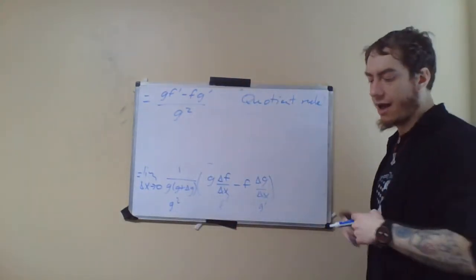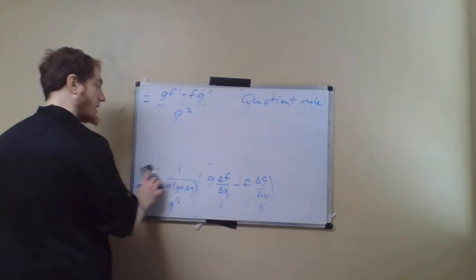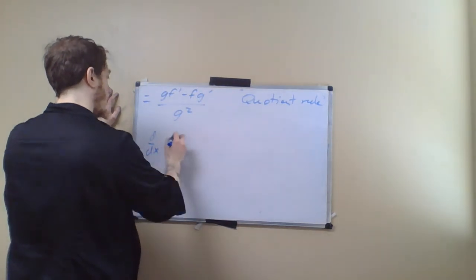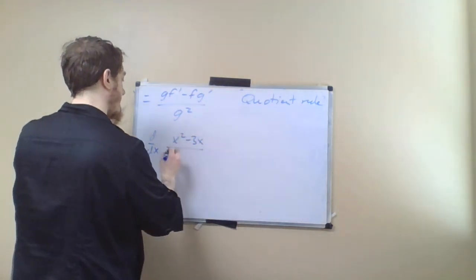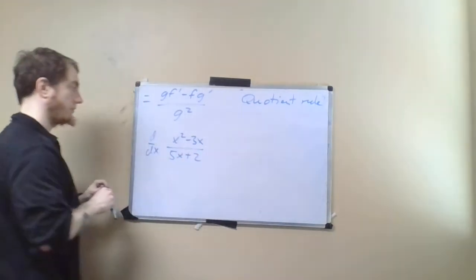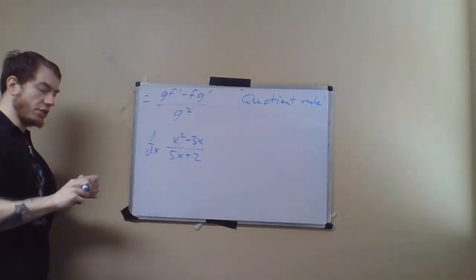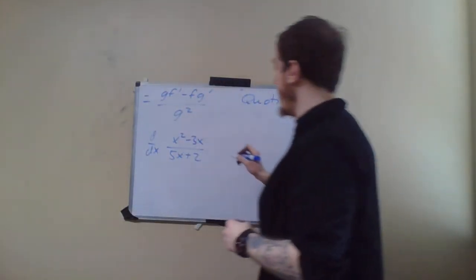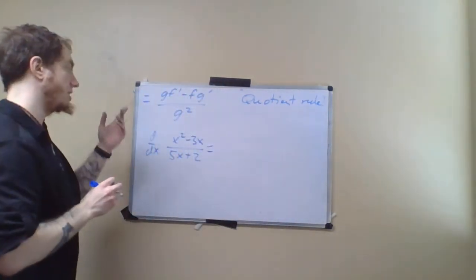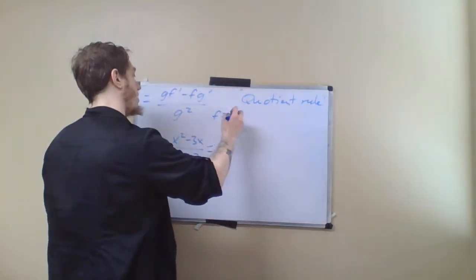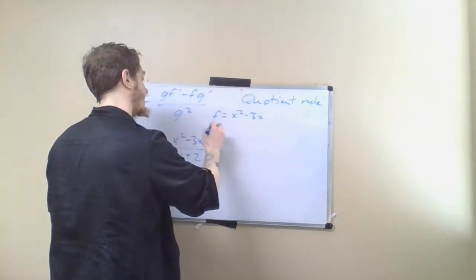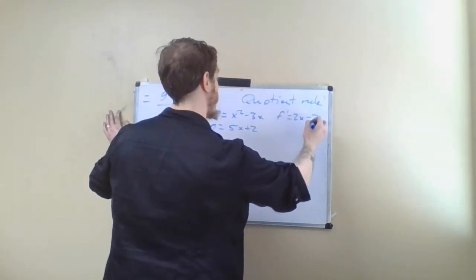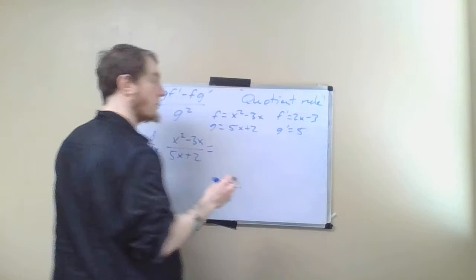So let's take a quick look now at some examples of using the quotient rule. Let's suppose that I wanted to take the derivative of x squared minus 3x divided by 5x plus 2. Now, again, I could try plugging this into a difference quotient, but it would be a mess. A real mess. And so instead, I'm going to just use these rules. Well, I'm going to say my f here is equal to x squared minus 3x. G is 5x plus 2. That makes f prime into 2x minus 3 and g prime into 5.